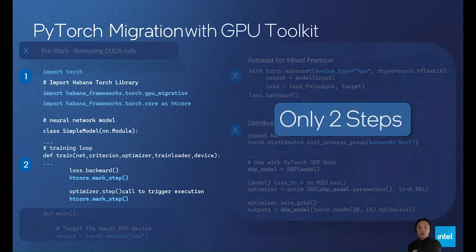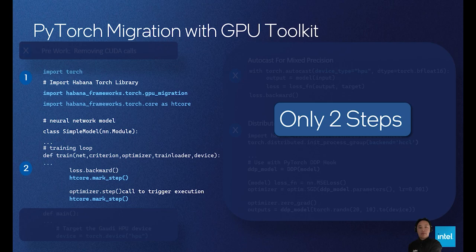With the GPU migration toolkit, instead of 5 steps to migrate a model, it only takes 2 steps: importing the Habana Torch libraries and the GPU migration toolkit, and adding the htcore mark_steps.